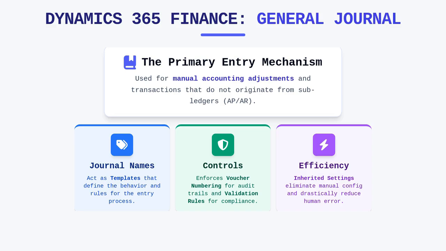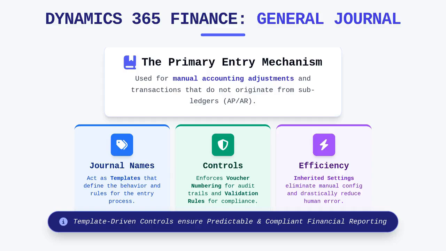When a user creates a new journal, selecting the appropriate name automatically applies these inherited settings, thereby reducing manual configuration effort and human error.